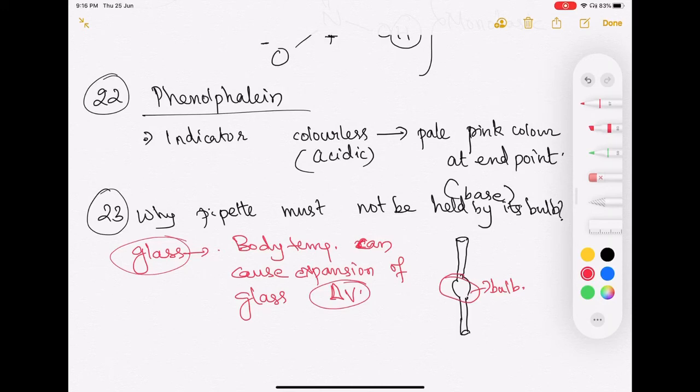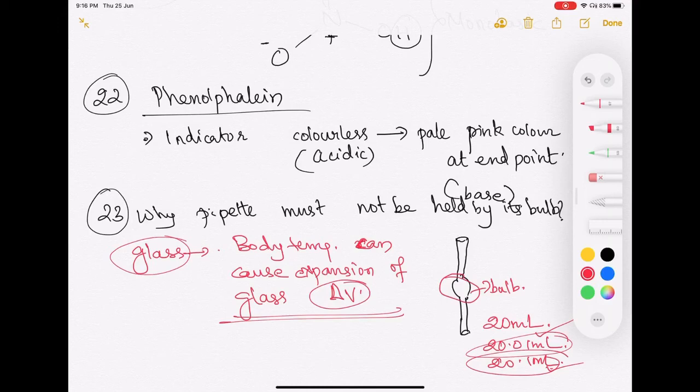That means there will be changes in the volume of the liquid which is taken in the pipette, right? Instead of 20 ml you are pipetting out, sometimes due to the expansion of the glass you may be taking 20.01 milliliter or 20.1 milliliter of the reagent. So this small variation is actually causing error in your answer. So in order to prevent that, we are not supposed to hold the pipette by its bulb. This you should always keep in mind. So this is one thing.